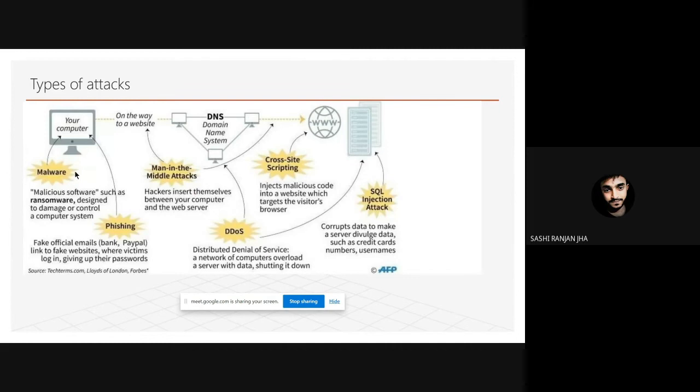But here we see that there are different kinds of attacks that happen over the internet. One of the famous ones is malware. Malware is any software that is malicious, designed to damage or control a computer system. Phishing is a similar kind of thing, which is a kind of malware, but it is sent to the victims through emails, fake websites, and messages. Any link that you get could be a phishing page.